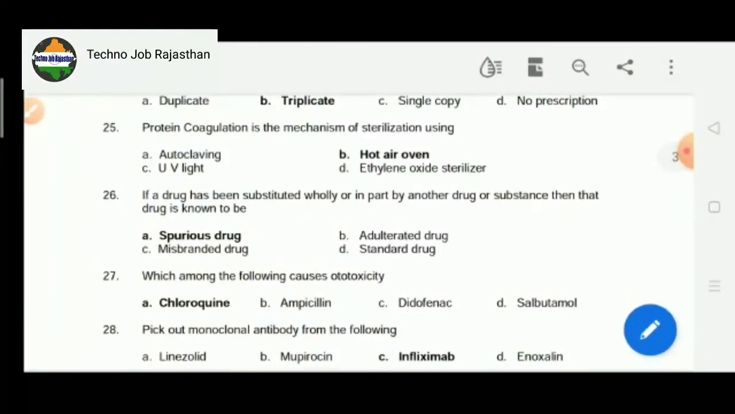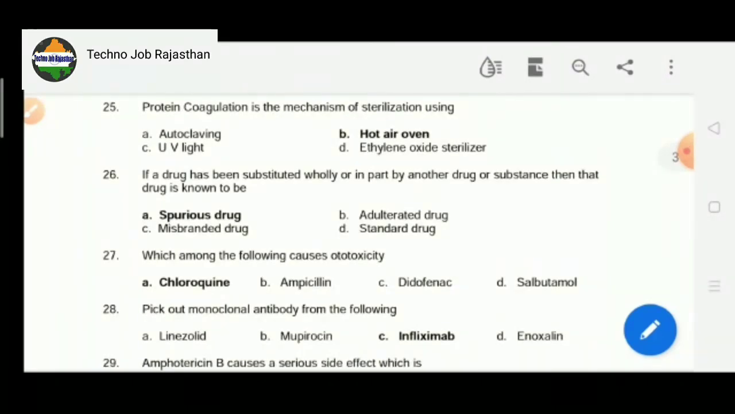Question number 26. If a drug has been substituted wholly or in part by another drug or substance, then what drug is it known to be? Option A is spurious drug, option B is adulterated drug, option C is misbranded drug, option D is standard drug. So the correct answer is option A, that is spurious drug.